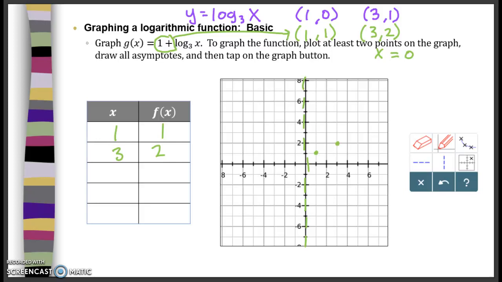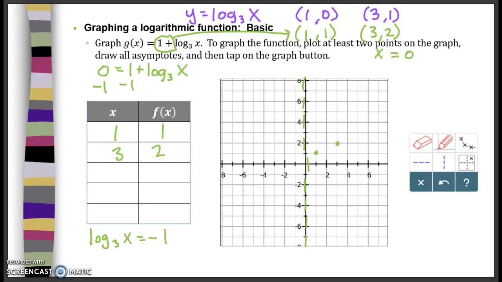How do I find an x-intercept? I plug in 0 for y. So I have 0 equals 1 plus log base 3 of x. That's nice, but in order to solve this for x, I need to subtract 1 on both sides. So I'm left with log base 3 of x equals -1.